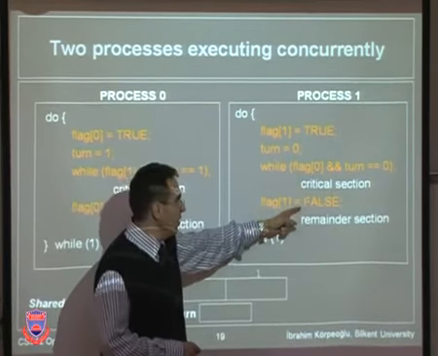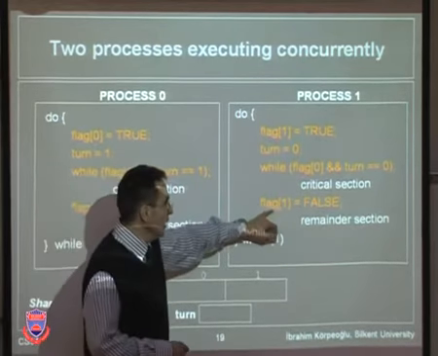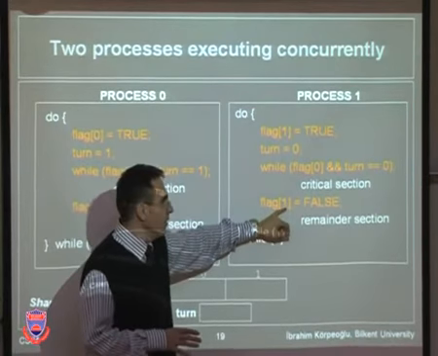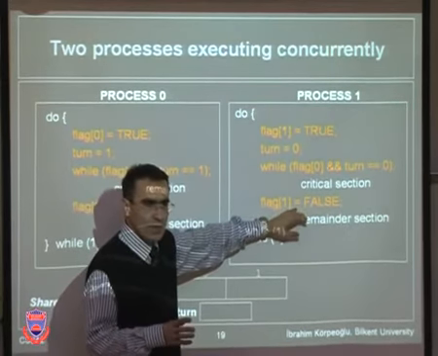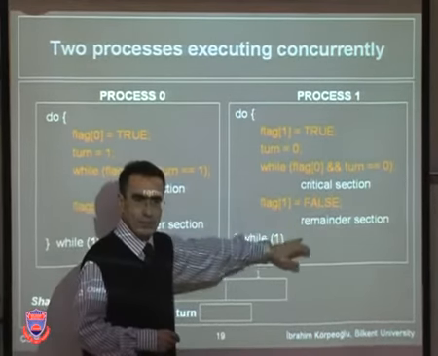When it has finished executing, what can happen? It will set its flag to false, right? But as soon as it finishes the critical section, there is no guarantee that this will be suspended and that will be run. This may continue running, right?